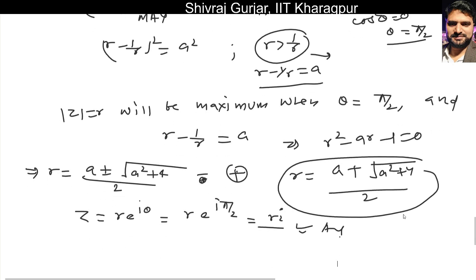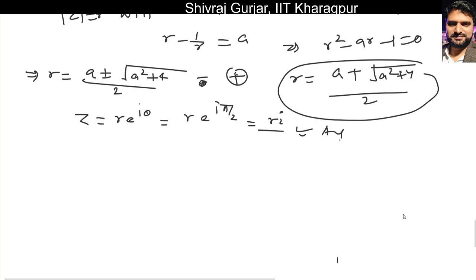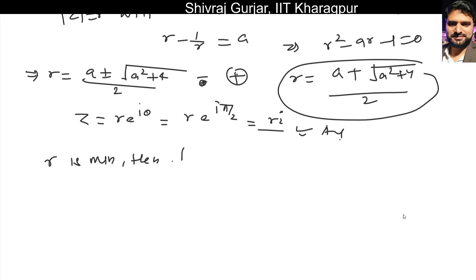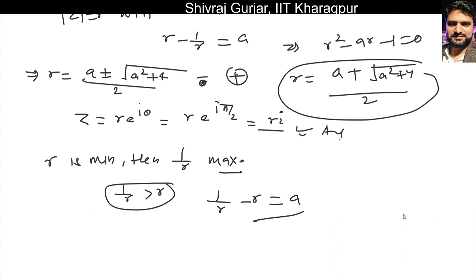Similarly we can do it for the minimum value of r. When r is minimum, 1 by r will be maximum, then obviously 1 by r will be greater than r, so 1 by r minus r equals a. Earlier it was r minus 1 by r because r was greater there, since we were searching for the maximum of r. Simply from here we can get r, and theta will be pi by 2, so z will be r e to the power iota theta.